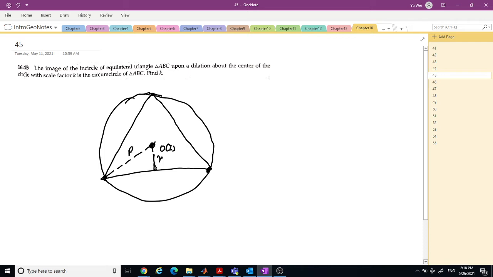So now let's see the radius. This is a small one, this is a big one, right? And we know this is also the angle bisector, this center, right? So this is 30 degrees. So now the big R over little r will be 2, okay? So K is 2.